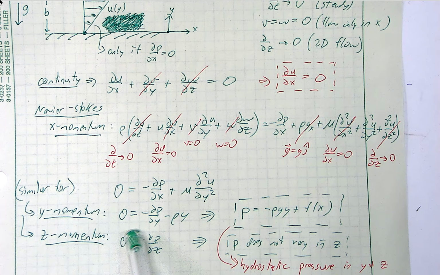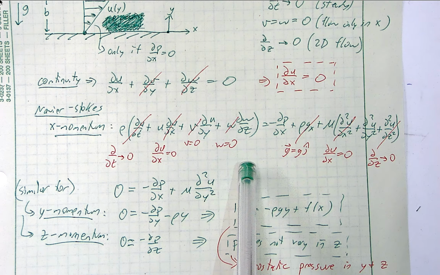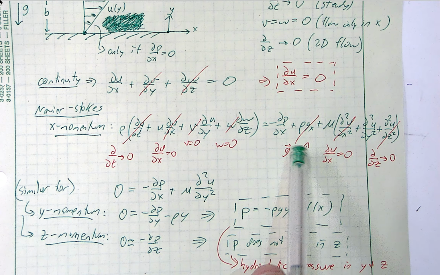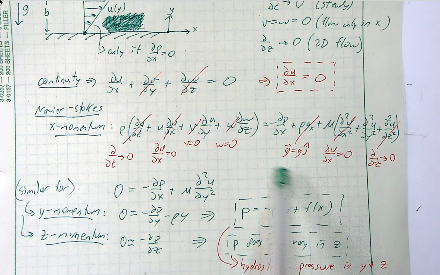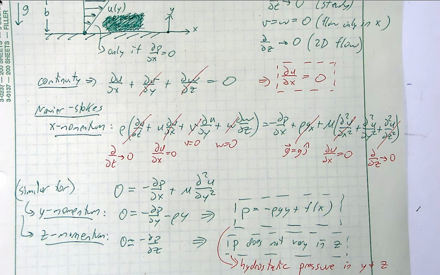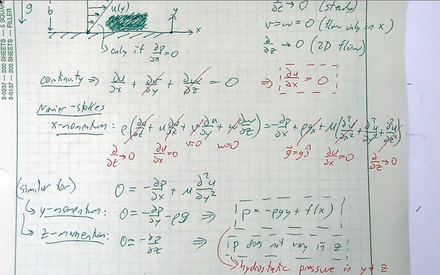For the y momentum, if we did something very similar, again the left-hand side would go to 0. For this dp/dy in the y momentum equation, we wouldn't be able to say anything about that, but our body force term is non-zero. The g is completely in that y direction.